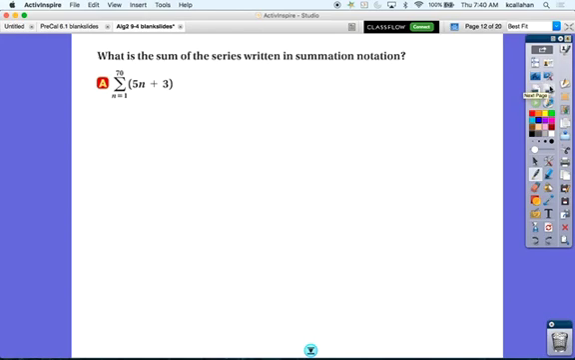Right, so what is the sum of the series written in summation notation? Do we want to generate 70 terms? The answer is no, we don't. We recognize 5n plus 3 kind of looks linear, which means this thing is arithmetic, right? Therefore, this is an arithmetic series. Okay, if it's arithmetic, then we can use this formula.